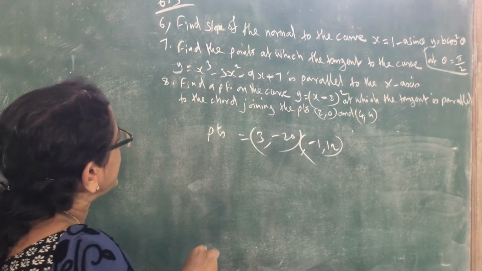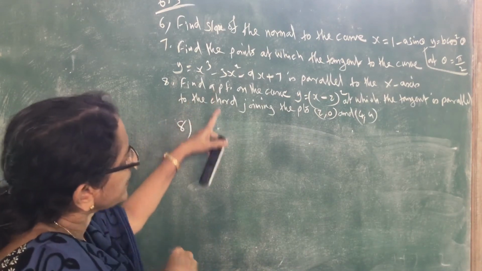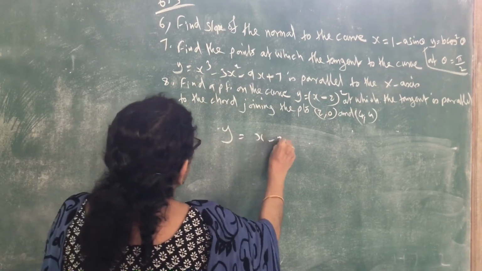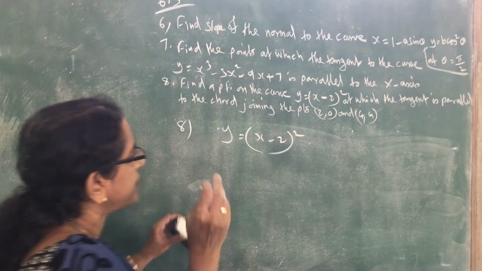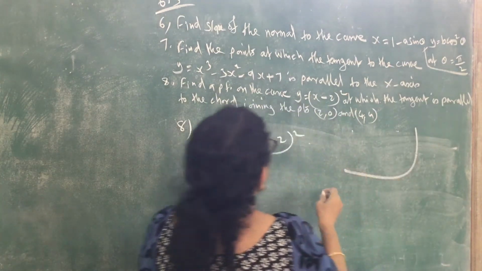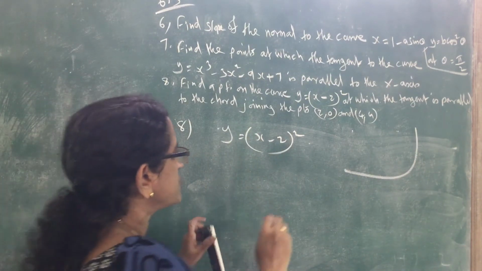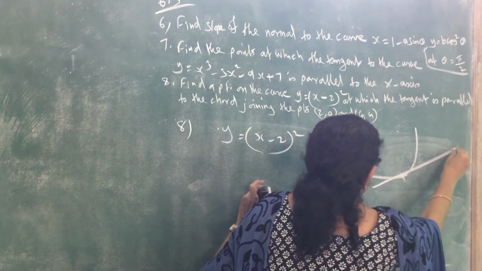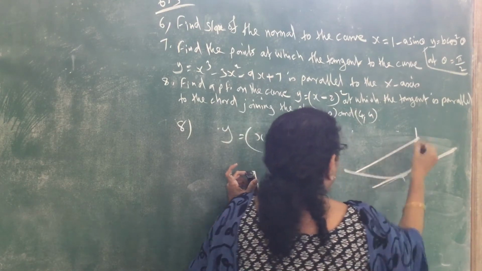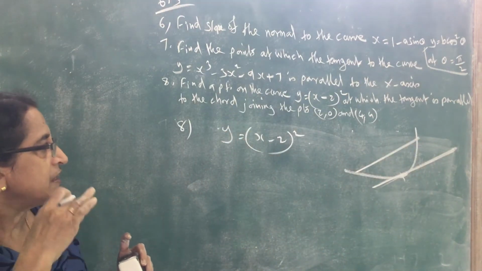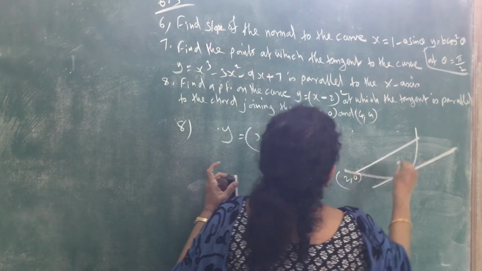Then the 8th one: find a point on the curve y = (x − 2)², at which the tangent is parallel to the chord joining the points (2, 0) and (4, 4). Suppose this is a curve and we have to find the point on the curve at which the tangent is parallel to the chord joining (2, 0) and (4, 4). A chord means a line segment joining any 2 points on the curve.